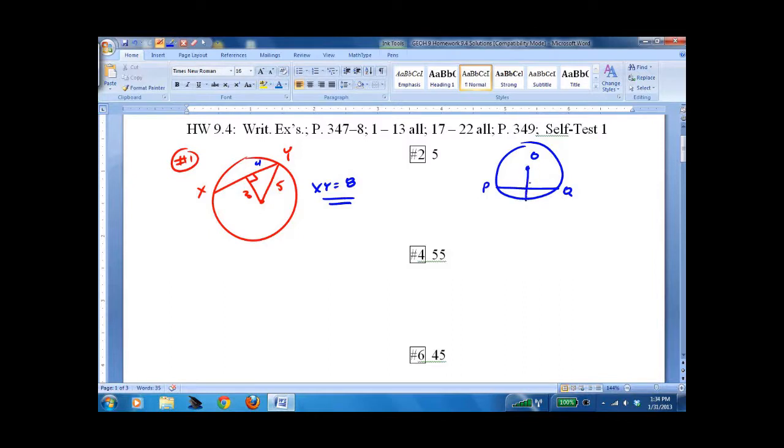we're told that PQ equals 24 and OQ is 13, and we want to know what OM is. Well, this is a right angle, this is 12 because together they make 24. That's a 5, 12, 13, so OM equals 5.